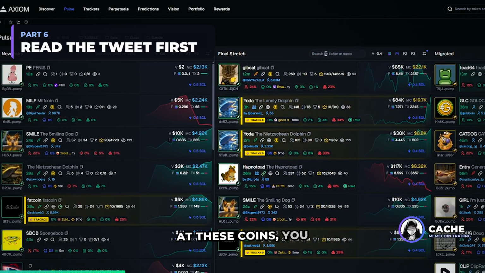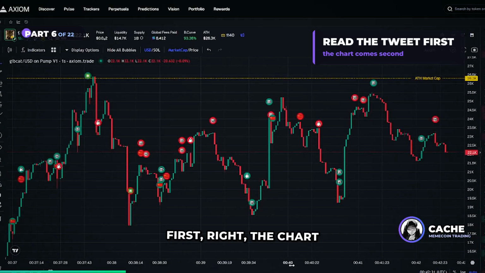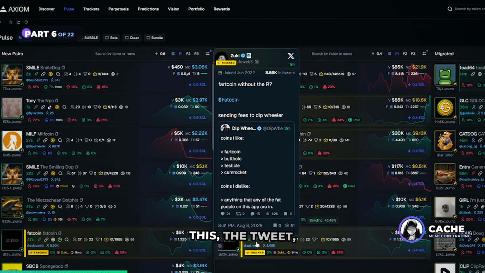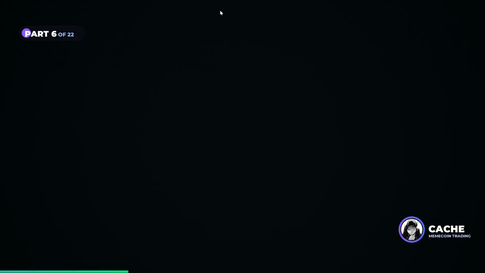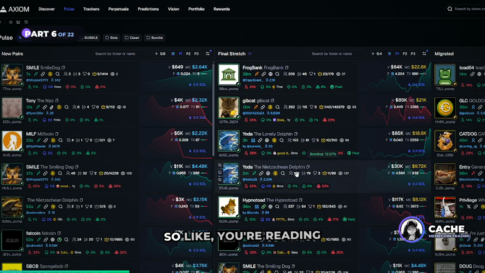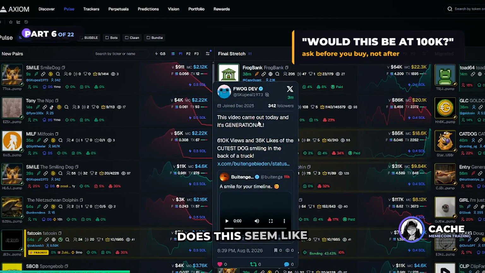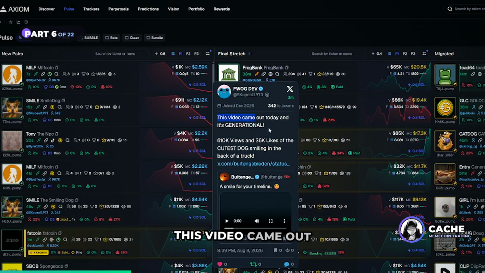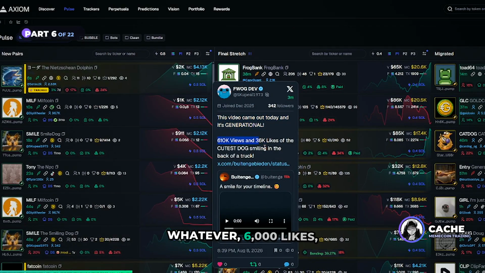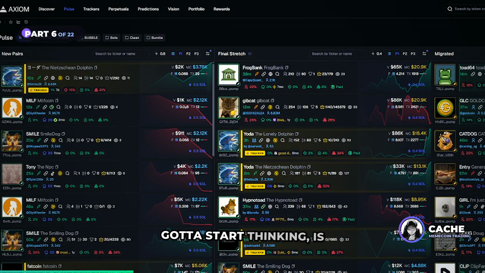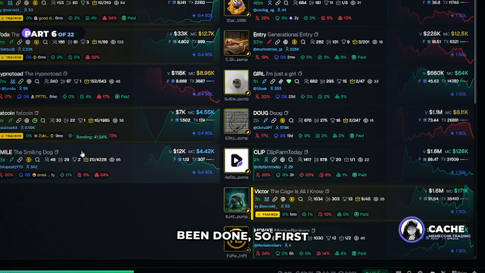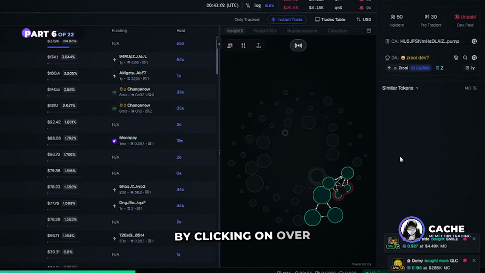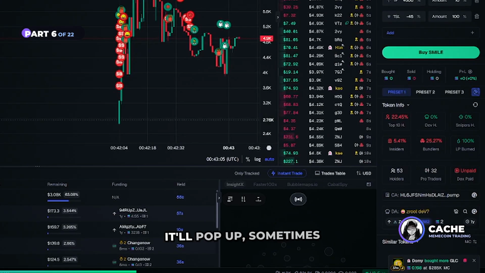So when you're looking at these coins, you don't want to be looking at the chart first, right? The chart comes second. When you're on this page right here, you're looking for the tweet. You're reading the tweet, and you're seeing, does this seem like something that would be at 100K? Now a lot of people post like, oh my gosh, this video came out today and it's Jenny, whatever, 6,000 likes, 6,000 views. You have to start thinking, is this something that's already been done? So first of all, come over here. You can check if it's already been done by clicking over here, similar tokens. Mostly it'll pop up, sometimes it doesn't.